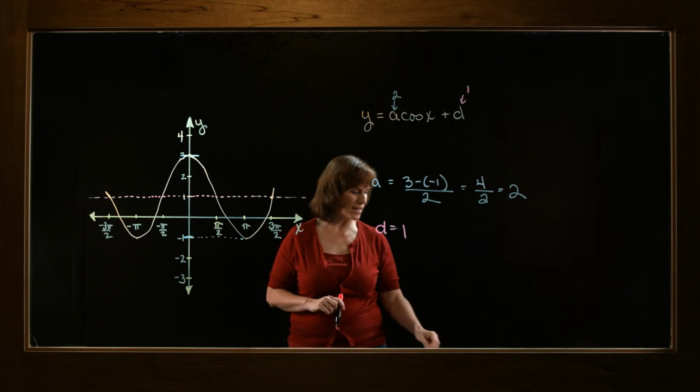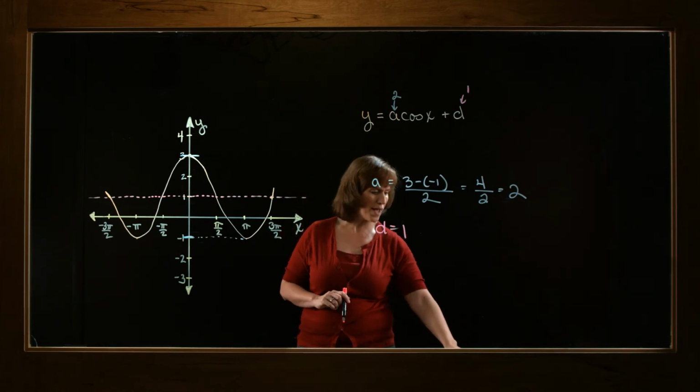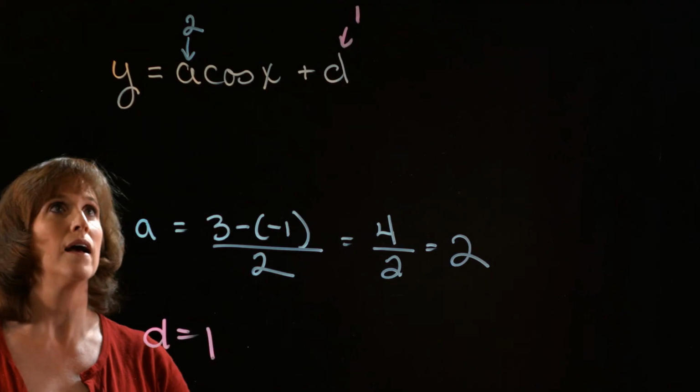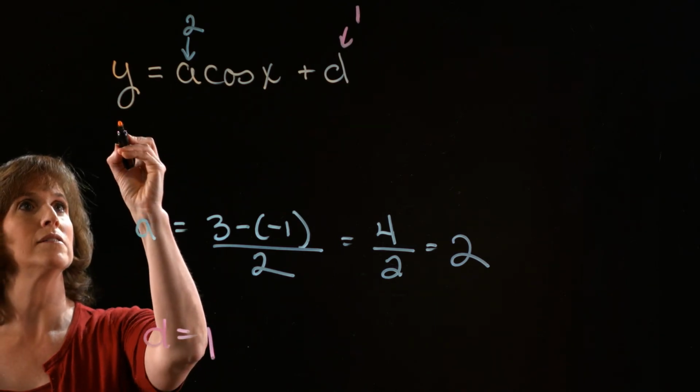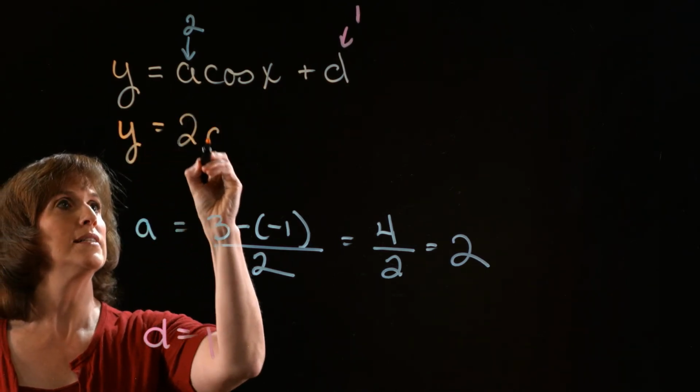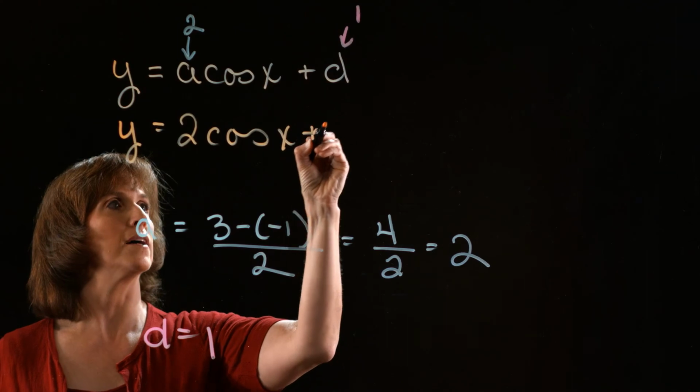All right, I can put it all together now, and my equation is going to be y equals 2 times the cosine of x plus 1.